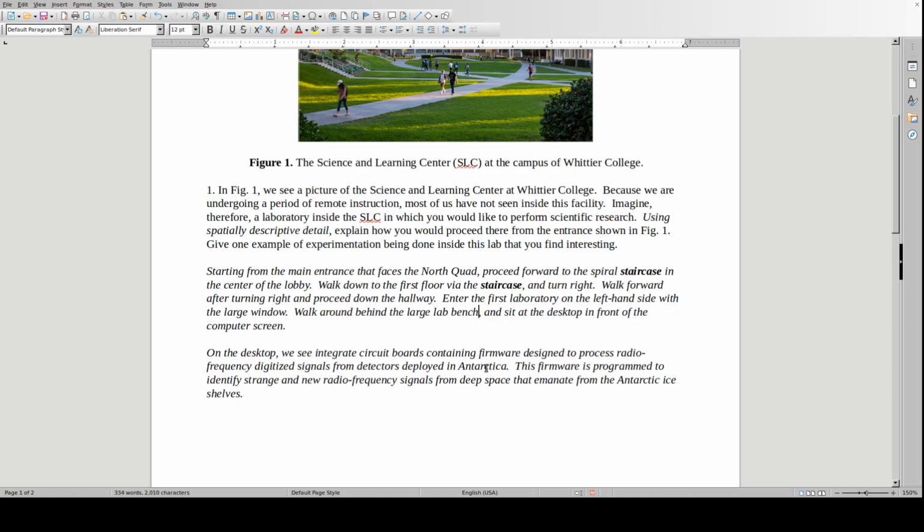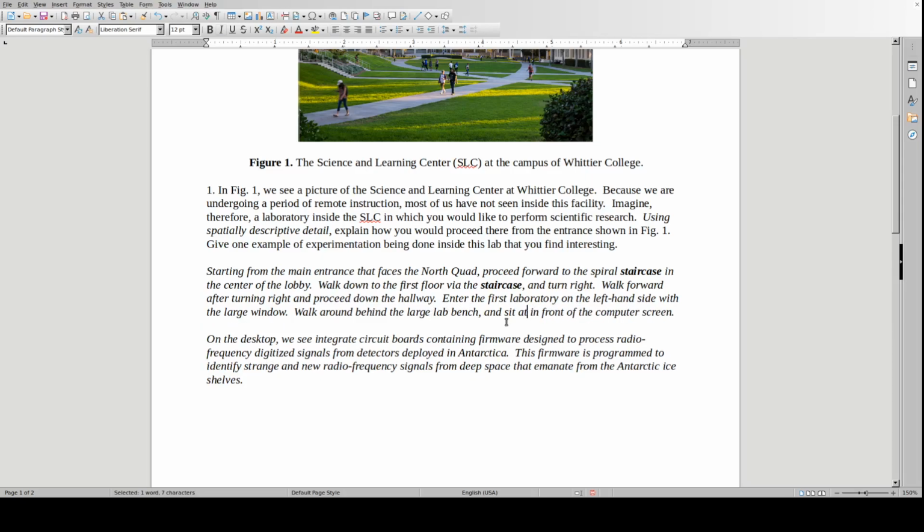Notice our tendency in the first week and the second week was to cut sentences. Now we're adding them back a little bit, but we're adding them back with spatial detail only. Walk around behind the large lab bench and sit at the desktop in front of the computer screen. As I wrote this word, I felt like that was not the perfect word to write. Instead, I could be a little bit more consistent, or since I've already said lab bench in the same exact sentence, I could actually just cut this.